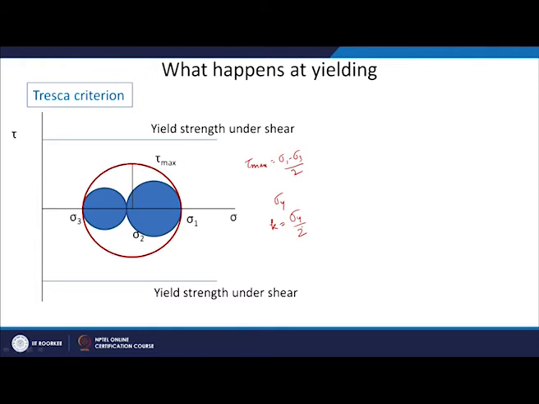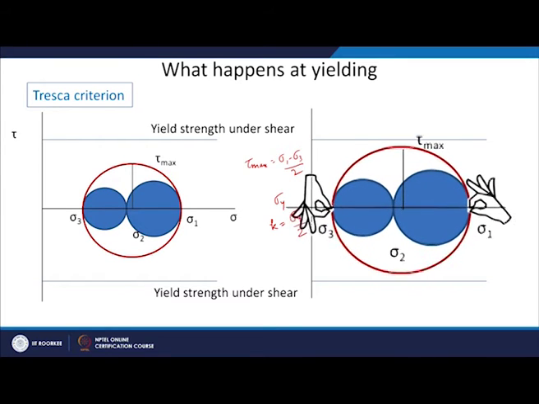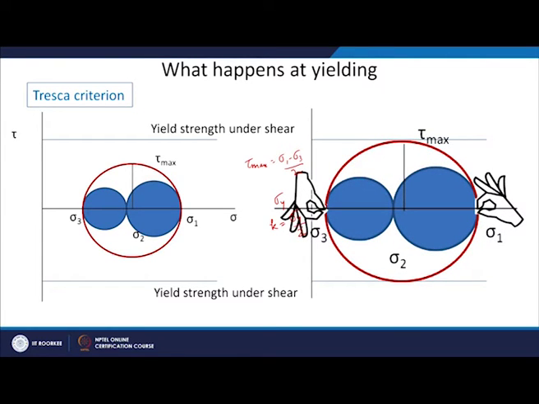What actually happens under yielding we can see from this animation here. I am increasing the stress on the system, and you can see that at some point my maximum shear stress reaches the yield strength under shear, the shear yield strength of the material, and then the material will yield.